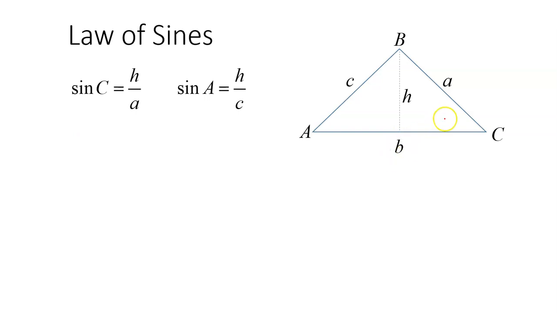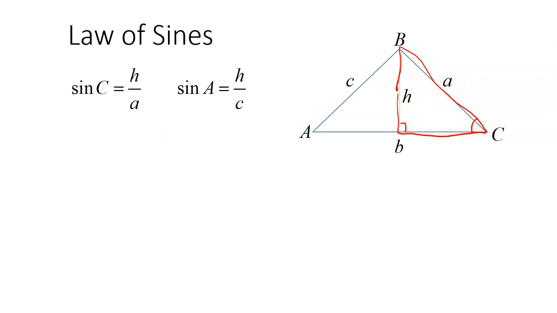So base and height are perpendicular, which means it forms two right triangles, one of them on the right-hand side over here. And so the sine of angle C equals opposite over hypotenuse, h over a.